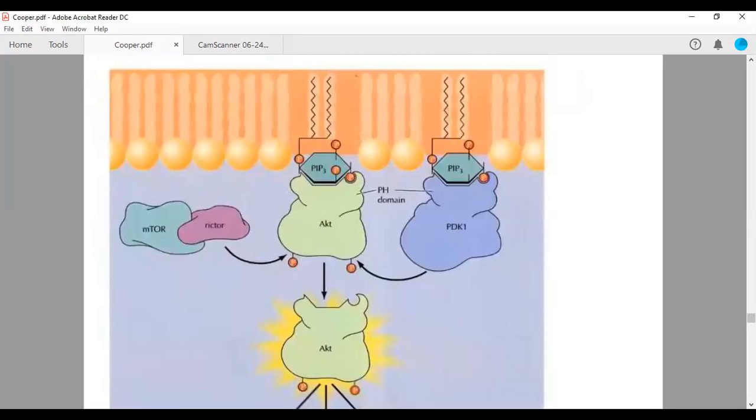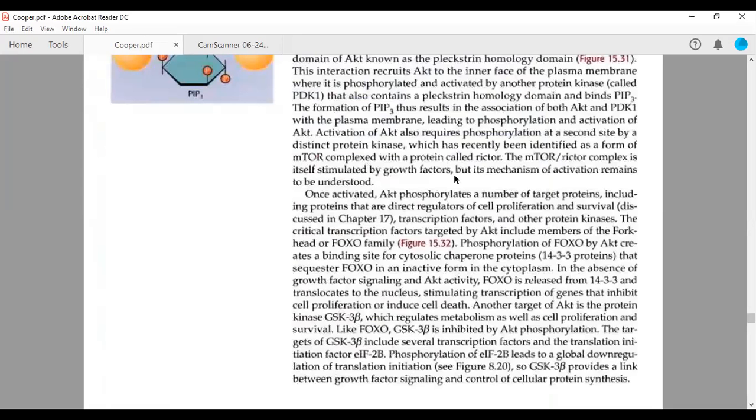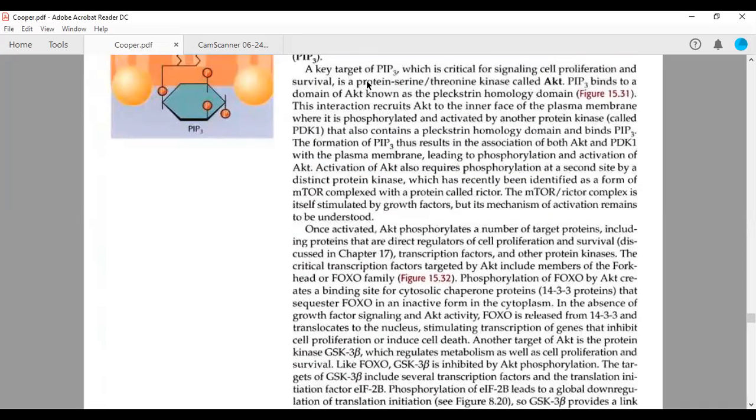Okay, so see, a key target of PIP3, which is critical for cell signaling and proliferation, is AKT. PIP3 binds to the pleckstrin homology domain of AKT. This interaction recruits AKT to the inner face of the plasma membrane. So this is the pleckstrin homology domain, and the interaction recruits AKT to the inner face of the plasma membrane because it is able to bind with PIP3.